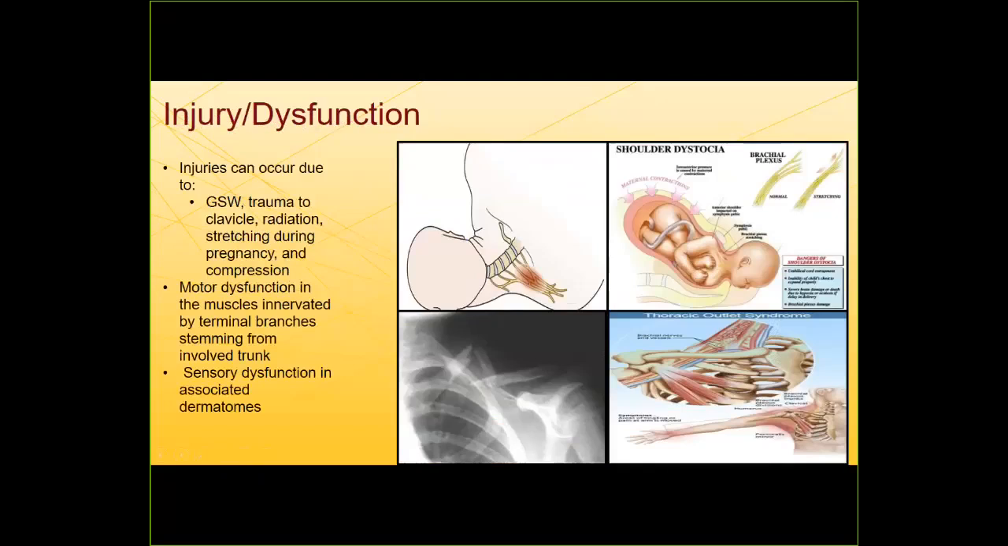So lots of ways that the brachial plexus can be injured. The first illustration here that I have is just to illustrate what we would call a stretch injury, or in some cases maybe an avulsion type of injury, where a person has traumatically fallen onto the side of their neck.